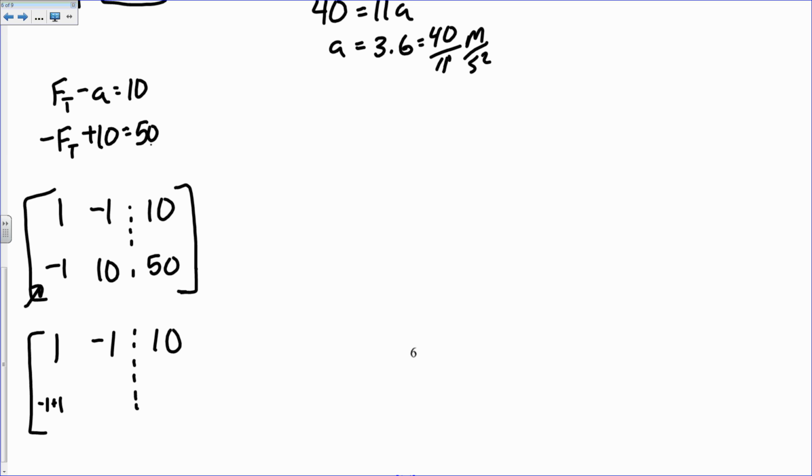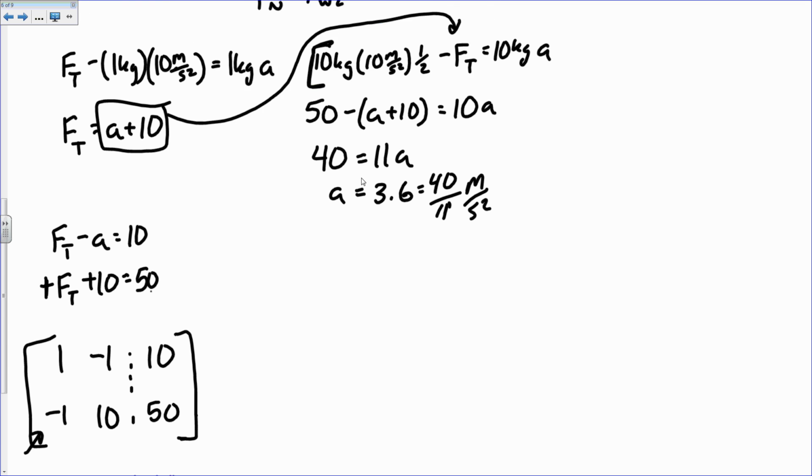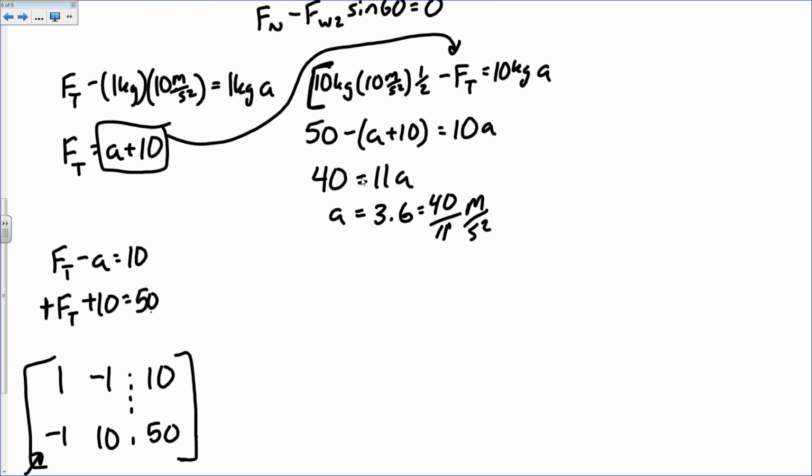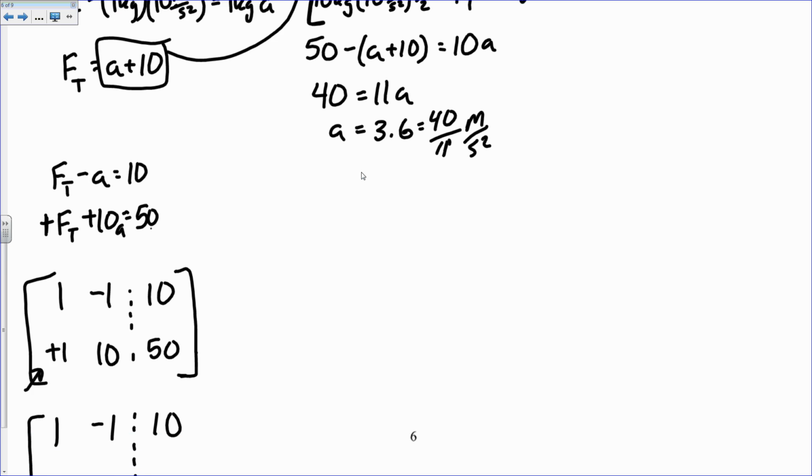Hold on, let's see, I have a mistake here. 1, -1, 10. Oh, yeah, I have a mistake up here. When I wrote the equation, this should be positive ft. If you look back at this initial equation, it's going to be ft plus 10a equals 50. So that's going to make this a positive number.